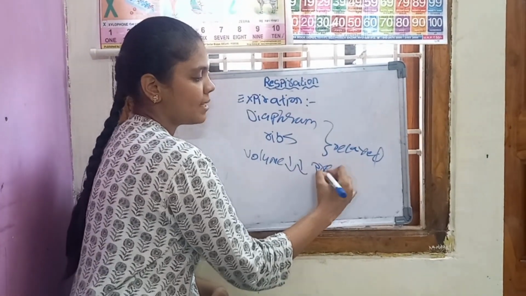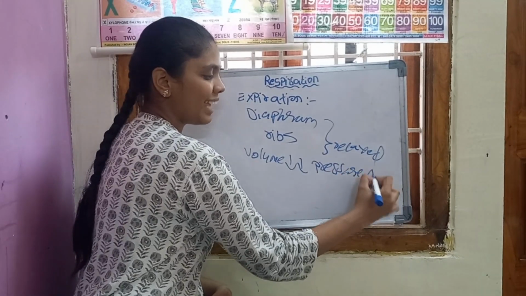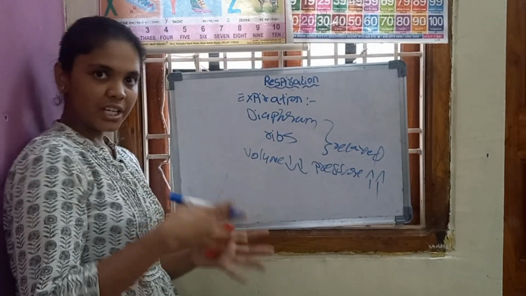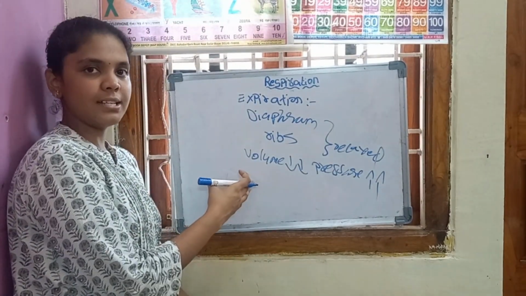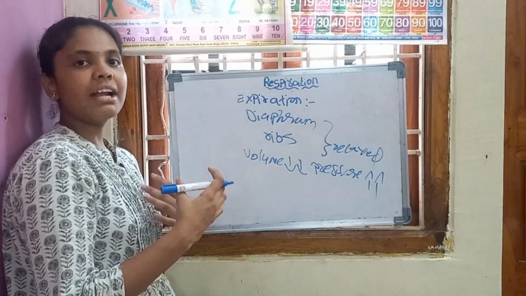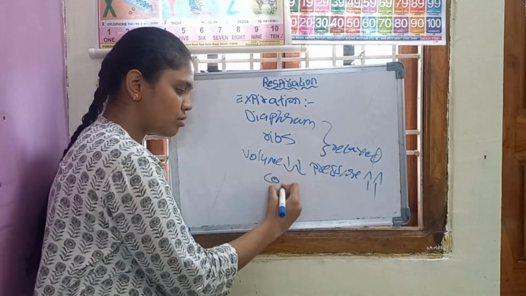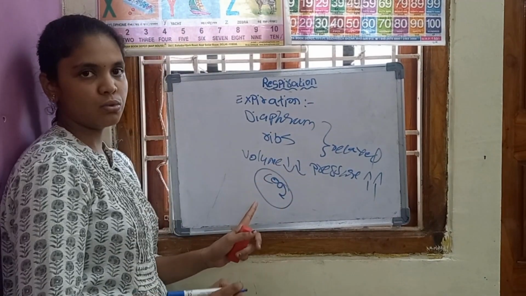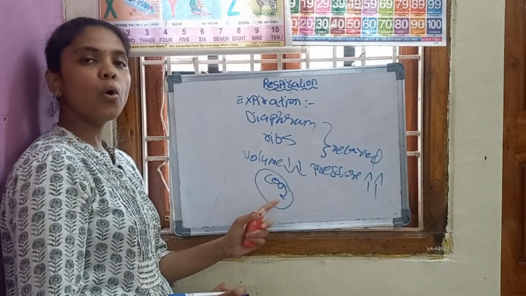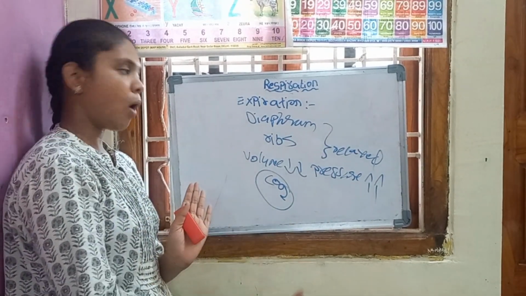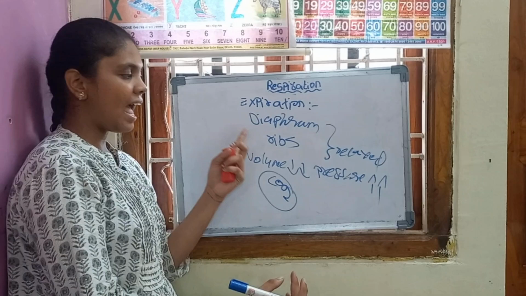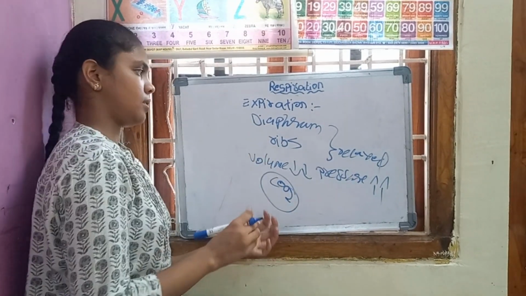And what happens? The pressure is going to increase. So when pressure increases and the volume decreases, the CO2 inside our lungs rushes outside to the environment. So in expiration, CO2 is going to go out of the body while the diaphragm and ribs are relaxed.